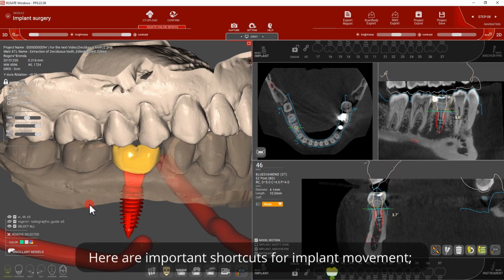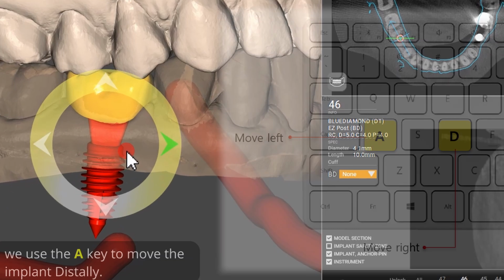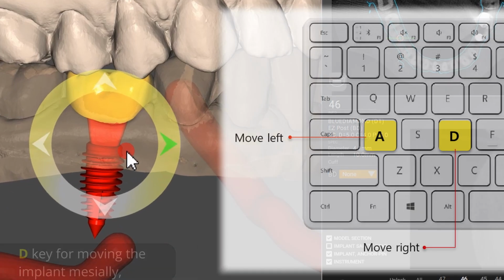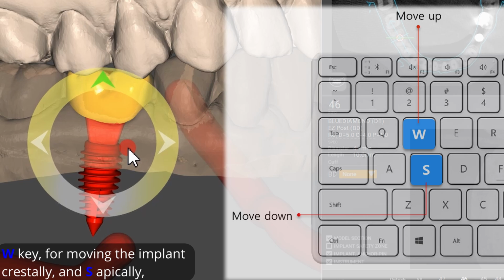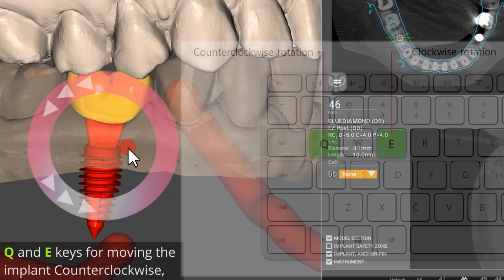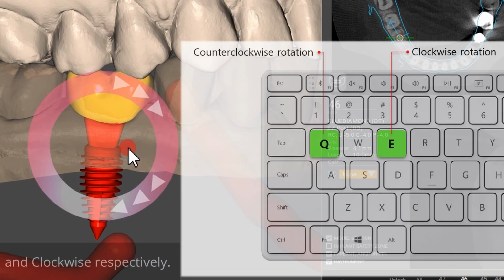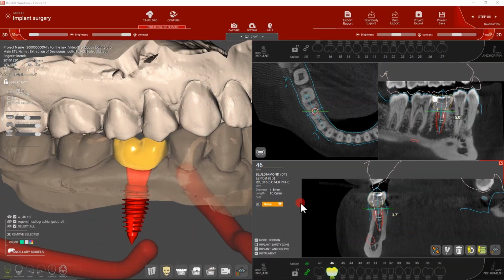Here are important shortcuts for implant movement. We use the A key for moving the implant distally, D mesially, W crestally, and S apically. Q and E move the implant counterclockwise and clockwise respectively.